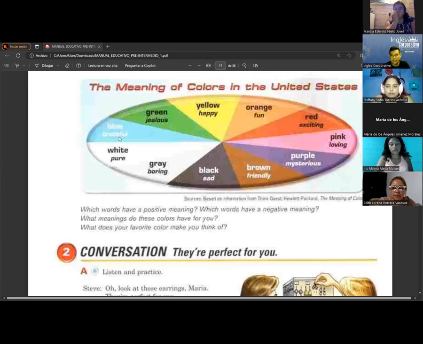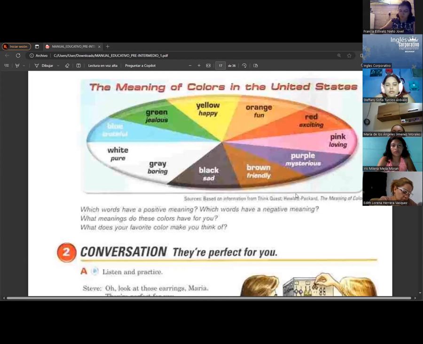Red es exciting. Okay, no se vayan a confundir con esa palabra. Eso significa emocionado, emocionada o emocionante. Okay, pink. Loving. Cariñoso, cariñosa, amoroso. Purple. Mysterious. Muy bien. Brown. Friendly. Black is sad. Gray is boring. White is pure. Okay, como nuestras almas.